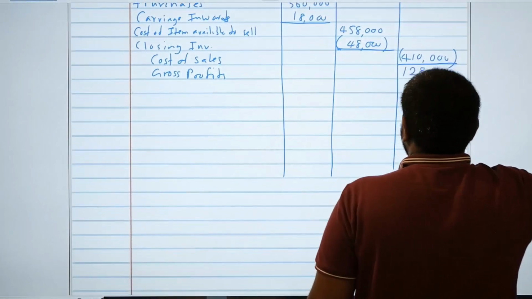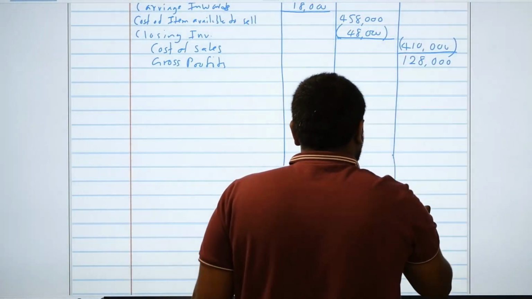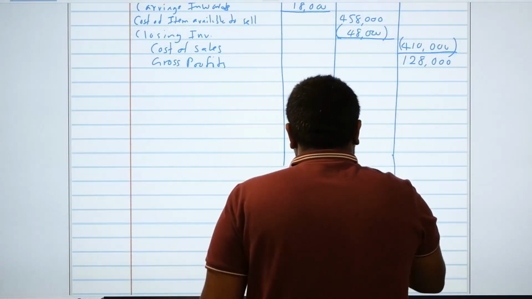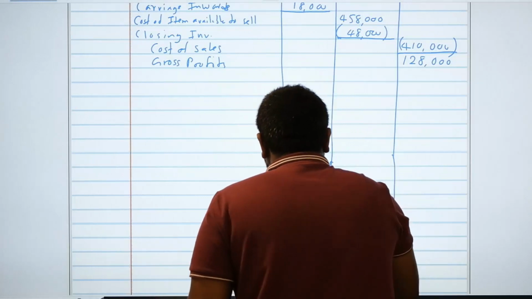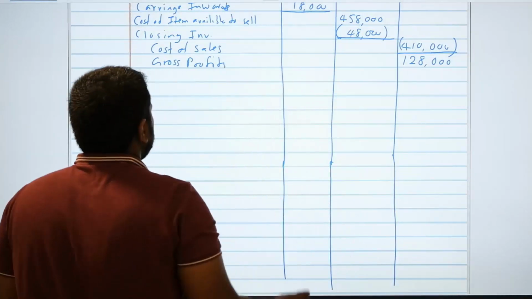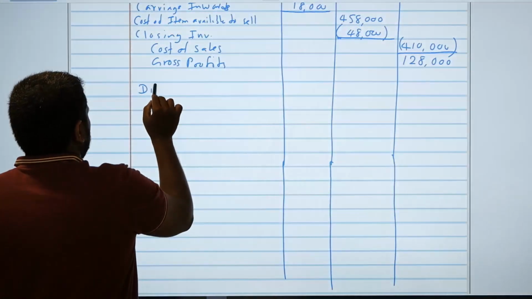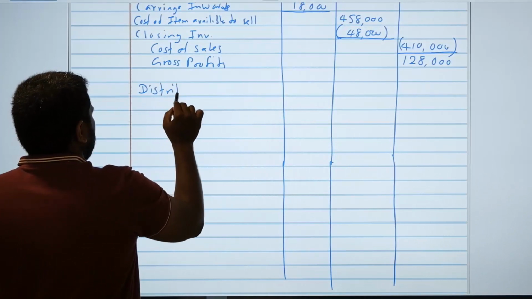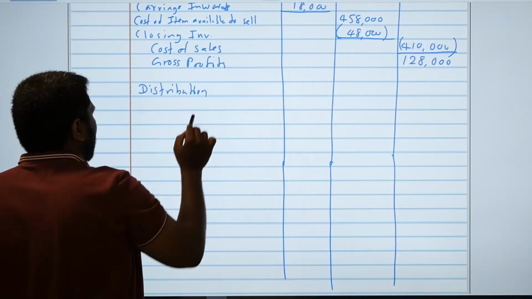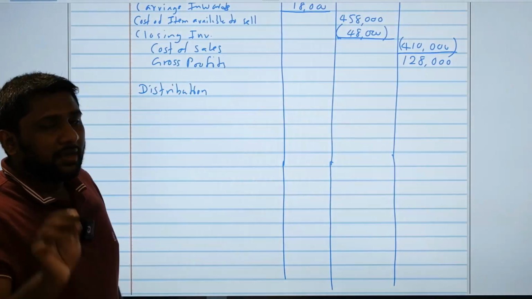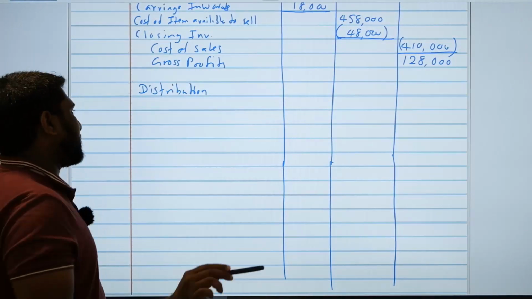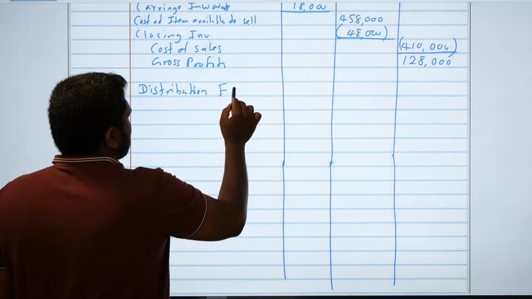Next we have to take the distribution expenses. So for the distribution expenses, what are the things that you have to take? Whatever the expenses connected with the distribution purpose and selling purpose. Distribution expenses.